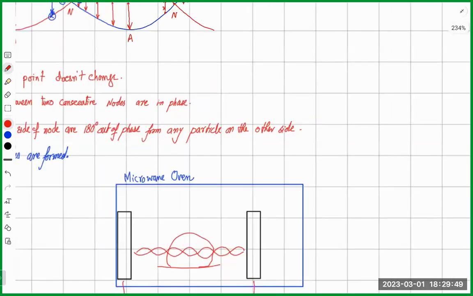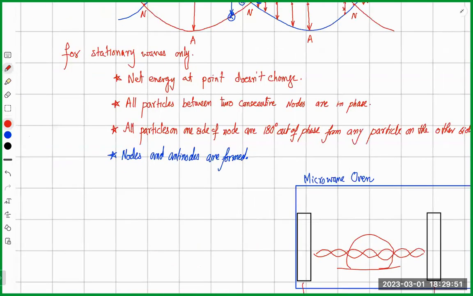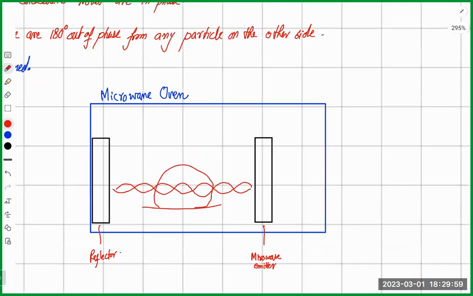Now, in stationary waves, nodes and antinodes are formed. One good everyday use is the microwave oven. In microwave ovens, microwaves are produced from one side and there is a reflector on the other side. So microwaves hit the reflector, come back, and form stationary waves in between. The distance between the plates and the reflector and the wavelength of the microwave is controlled, so it always produces a stationary wave in between.